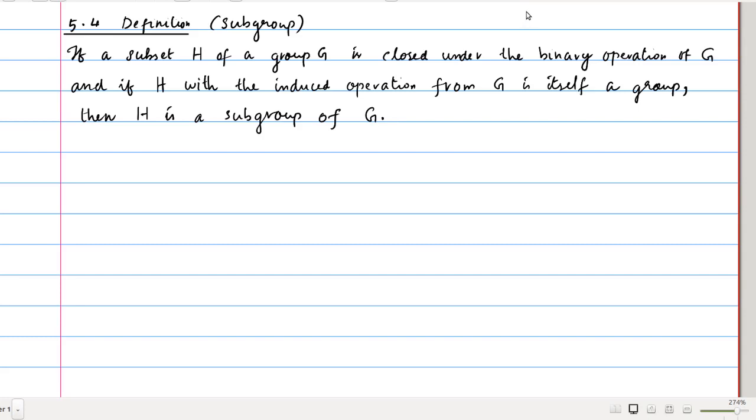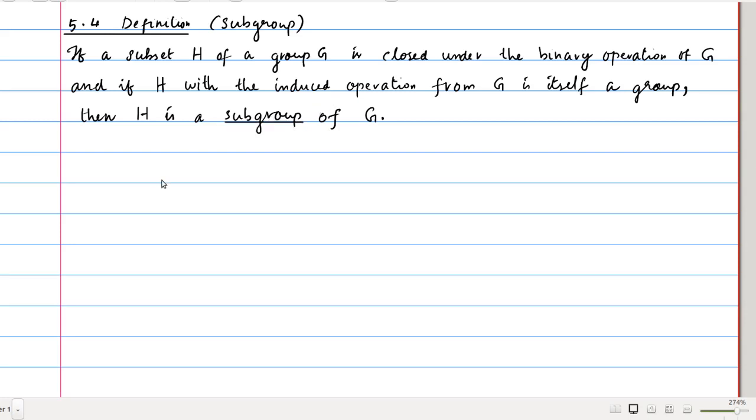Now you can define a subgroup. A subset H of a group G that is closed under the binary operation of G, and if H with the induced operation from G is itself a group, then H is a subgroup of G.